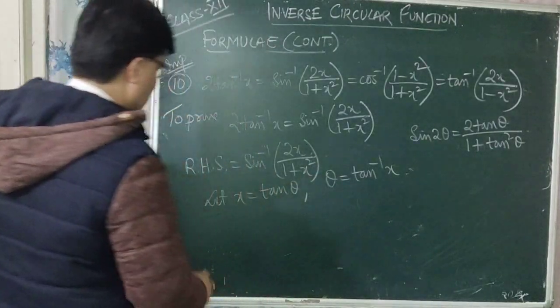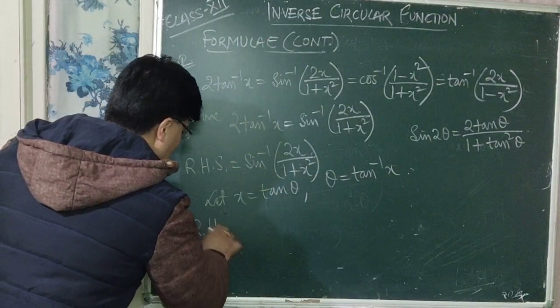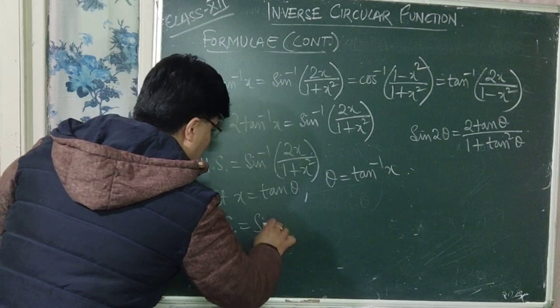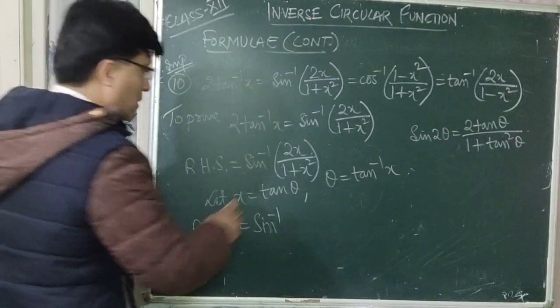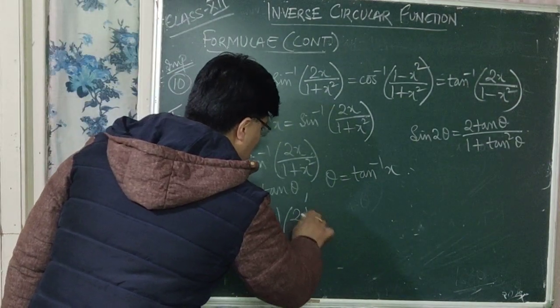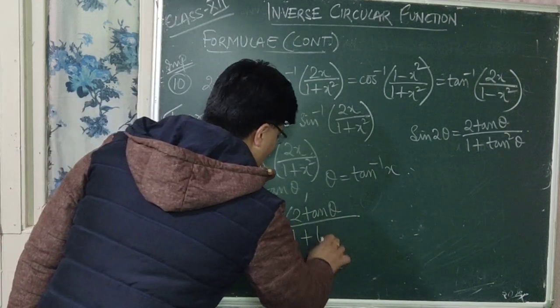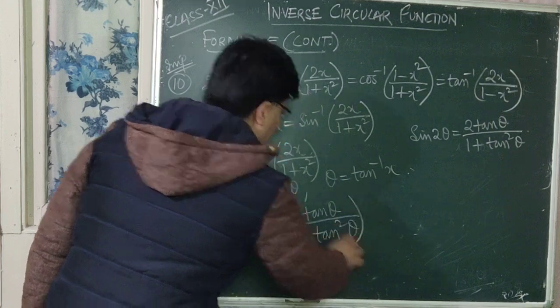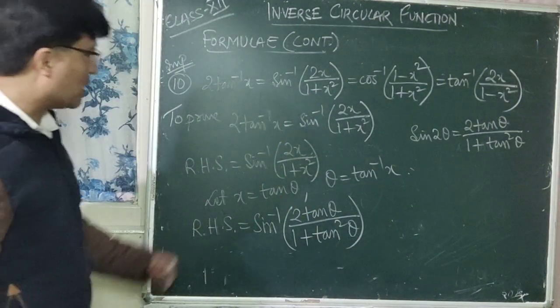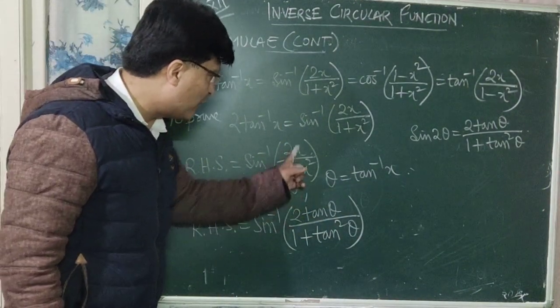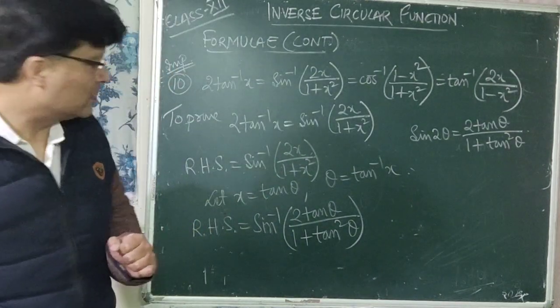So now right hand side. So RHS is equal to sine inverse, 2 tan theta divided by 1 plus tan square theta. That means we are substituting tan theta for x, right?